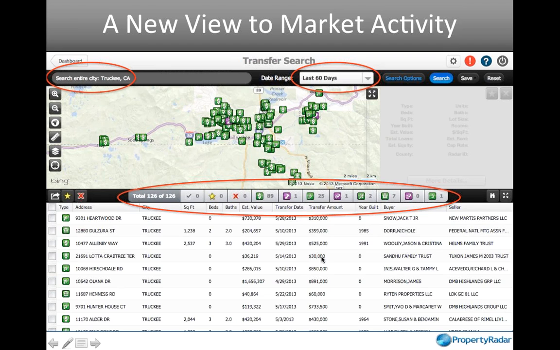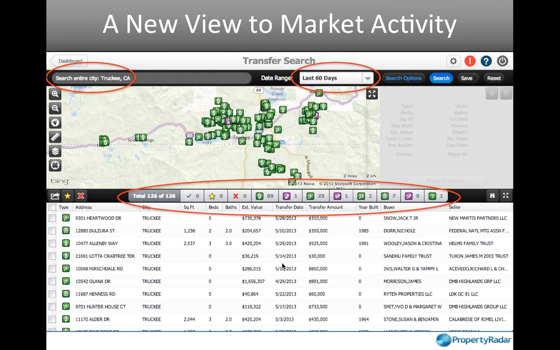Come down here, I can sort by transfer amount and look at the transfer amount. I can add columns by coming up here, clicking this button, going into list view columns, and see what percentage down payment each of these folks made, or whether they were cash transactions. I can also look over here and see who the sellers are, right? DMB Highlands is a local subdivision developer. So, they've got a couple of sales there, etc. So really interesting. I learn a lot really quickly about who's playing in the market in ways that I just can't anywhere else.